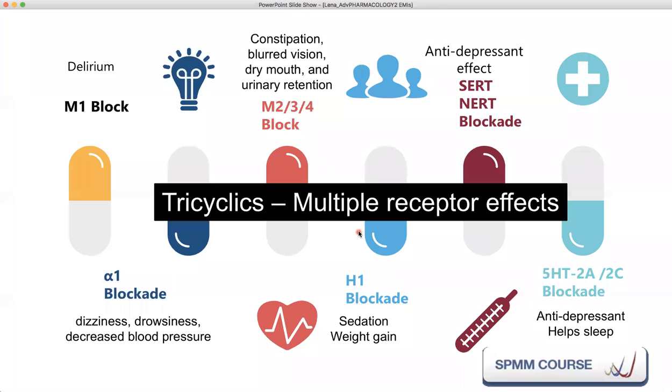Now, this is a slide explaining multiple receptor effects of tricyclics. As you will see, it produces M1 blockade, which causes anticholinergic delirium. It also causes peripheral M2, M3, M4 blockade. All antipsychotics have some profile of blocking M2, M3, M4, which is the peripheral anticholinergic effects that you see in patients taking these medications even in therapeutic doses: constipation, blurred vision, dry mouth, and urinary retention. Of course, their main action is antidepressant action, that is by blocking the serotonin and norepinephrine reuptake transporters. They also have alpha-1 blockade, H1 blockade, and 5-HT2A2C blockade effects.